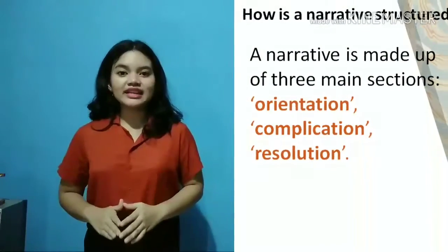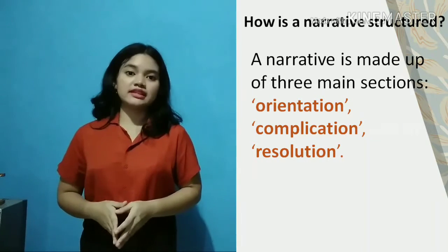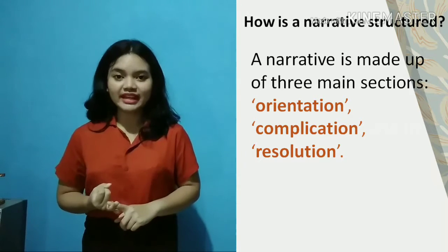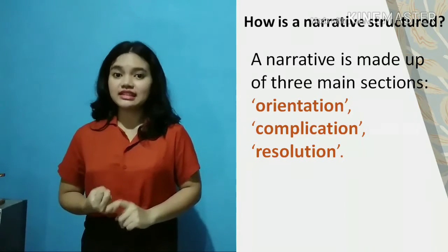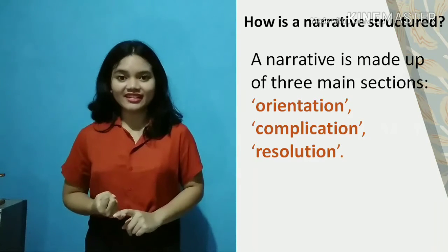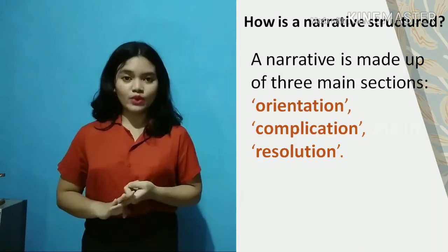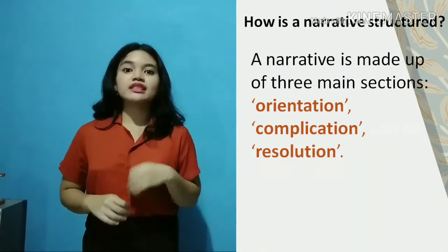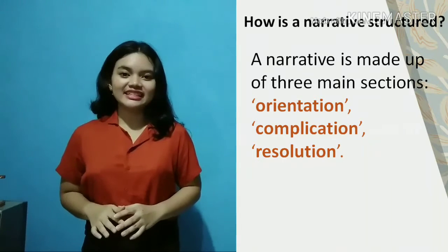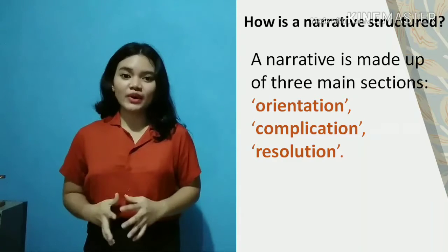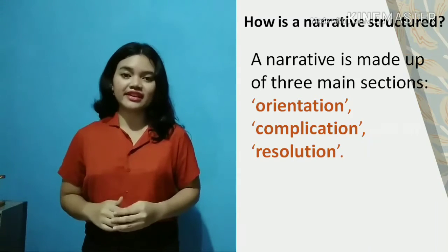Now, how is the narrative text structured? A narrative text is made up of 4 main sections: orientation, complication, and resolution. First, orientation. The orientation sets the scene, mood, and introduces the characters. Try to include when, where, who, and what in the section to explain to the reader what the story is going to be about. The second is complication. A complication is when a problem disrupts the normal life of the character and sets off a sequence of interesting events.